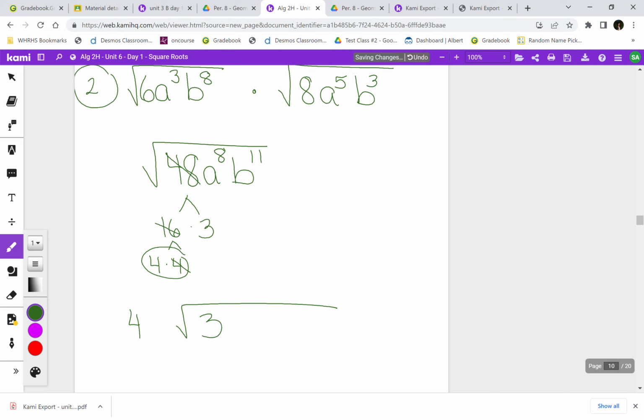A to the 8th, isn't that a perfect square? So the square root of a to the 8th is a to the 4th. B to the 11th, not a perfect square. How many b's are getting taken out and how many are left inside? 5 are getting taken out. And how many are left on the inside? 1. Do I need parentheses around the 4a to the 4th, b to the 5th? No. If there were a plus sign between them, would I need parentheses? Yes.